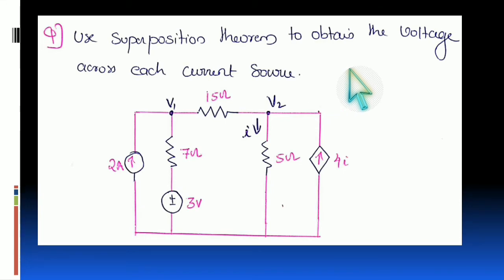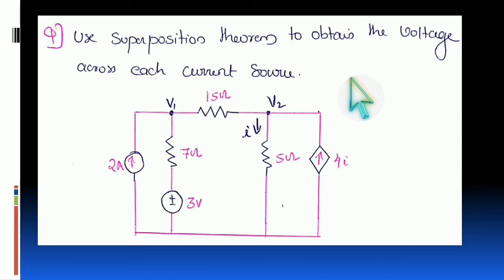Use superposition theorem to obtain the voltage across each current source. As usual, let us first analyze this network. Here we have two independent sources, a 2 ampere current source and a 3 volt voltage source. One more source is here, but it is a dependent current source 4I, where the controlling variable I is defined as the current through this 5 ohm resistor in the downward direction. Let us mark this as node V1 and this as node V2, and this is our reference node.